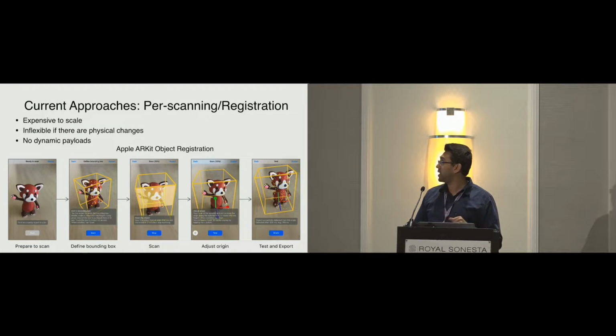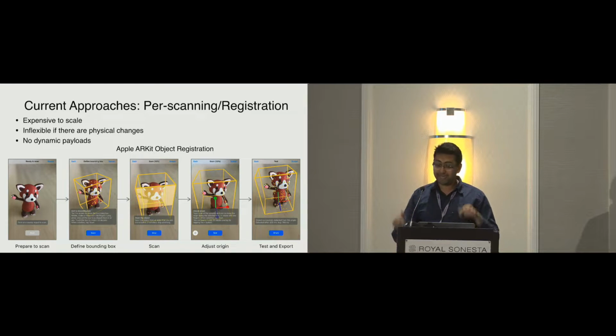Alternatively, another approach is to pre-scan the environment with markerless techniques. For example, this is the Apple ARKit object registration pipeline. First you have to scan the object, define a bounding box around it, and after you scan it, you can adjust the origin of it and then export it so that other people can use it. But as you can see, this process is very tedious and time-consuming, and every time you move into a new room, you have to do this again and again.